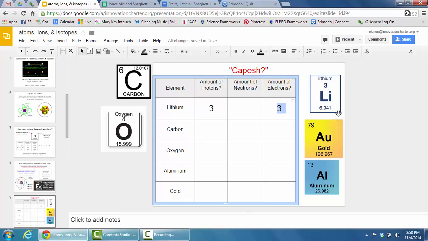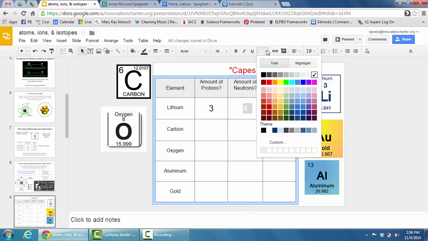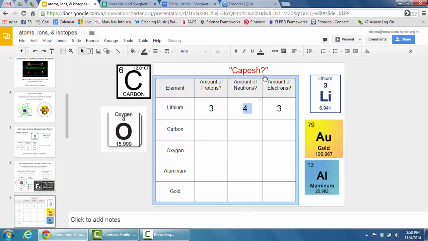So how many neutrons does it have? It has an atomic mass of 6.9. So we're going to round that to 7. 7 minus 3 gives us 4. So we know that it has 4 neutrons. So I want you to pause the video right now and take a minute to do these other 4.